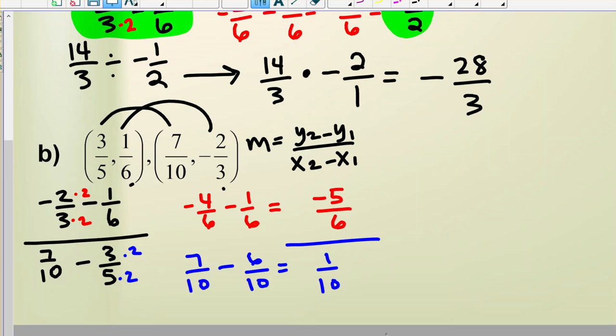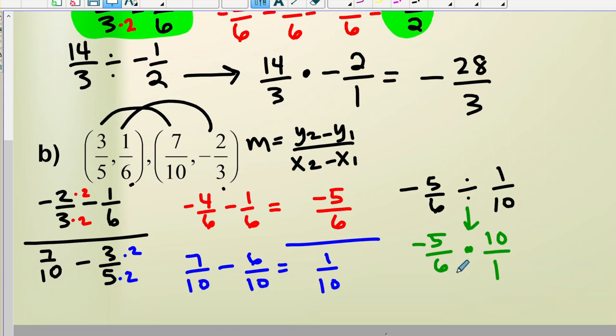Okay, so now I'm going to rewrite this. I'm going to do this in 2 steps. This means I have negative 5/6 divided by 1/10. Again, I know that when I'm dividing with fractions, it's really the same thing as multiplying by the reciprocal. So I'm going to change to multiplication and flip my fraction, so I have the reciprocal of 1/10.